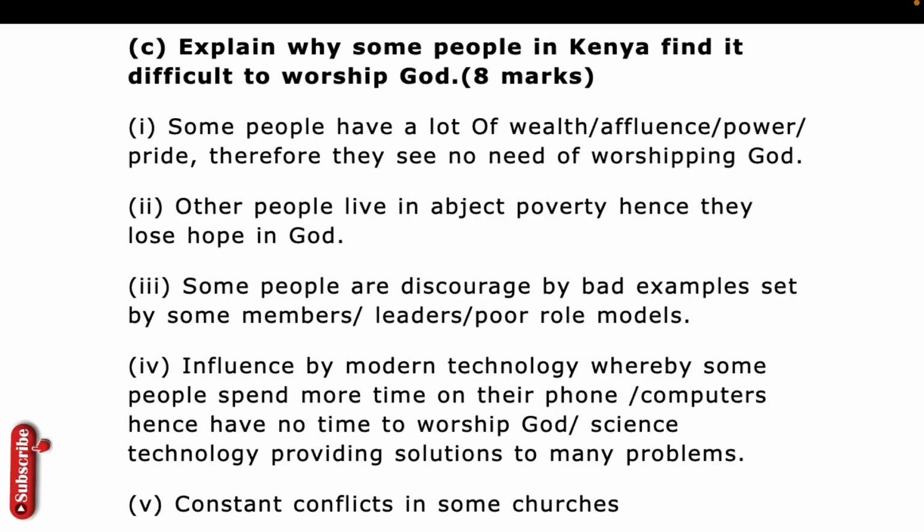Therefore, they see no need of worshiping God. Other people live in abject poverty. Hence, they lose hope in God. Some people are discouraged by bad examples set by some members. Or some people are discouraged by bad examples set by some leaders. This is what you call poor role models. So you can say also either that or poor role models.